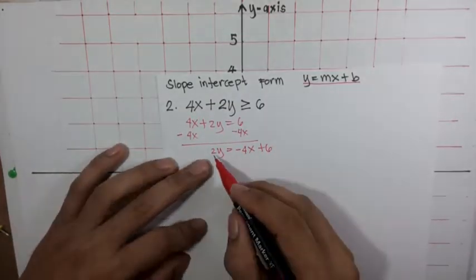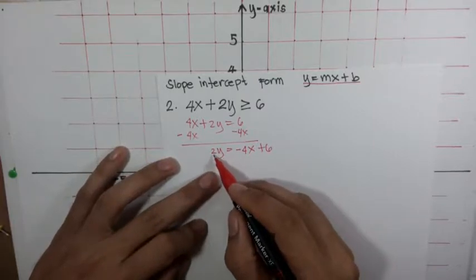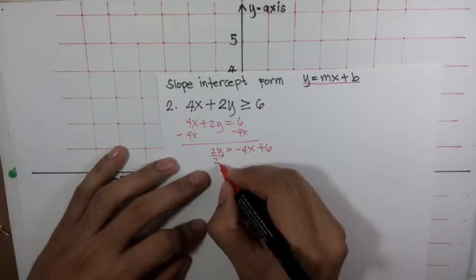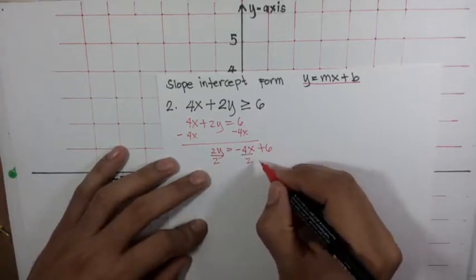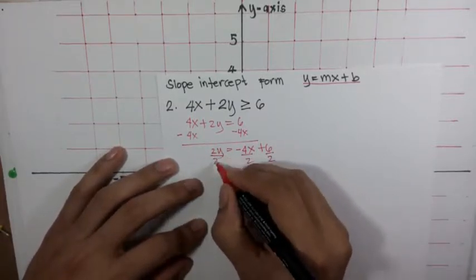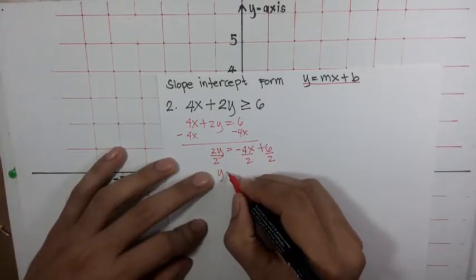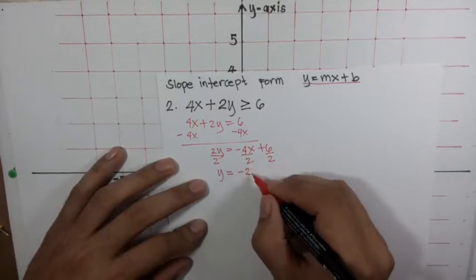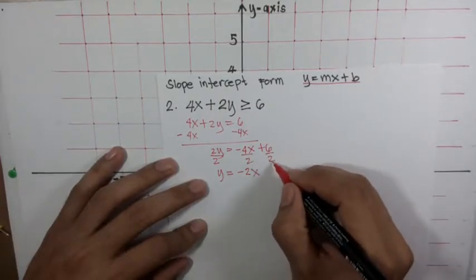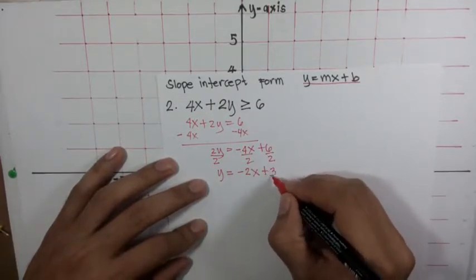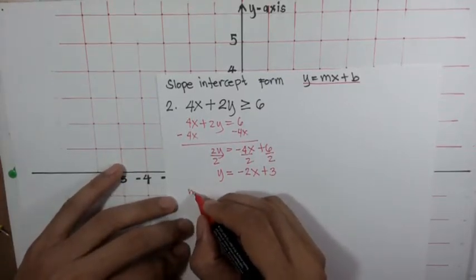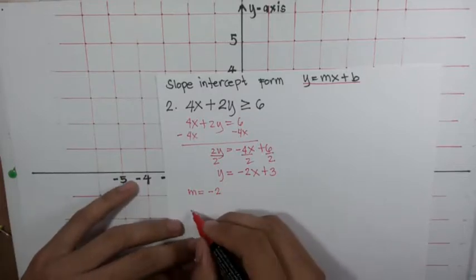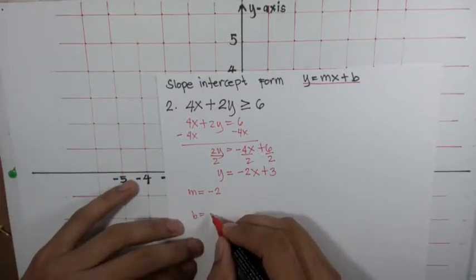Next thing that you are going to do, since there is a number beside y, is divide by 2 so that this one will become 1. Do the same on all the terms that we have. So 2 divided by 2 is 1. So 1y equals negative 4 divided by 2, that is negative 2, x, and 6 divided by 2 is 3. So meaning to say, our slope now is negative 2, and our y-intercept is 3.